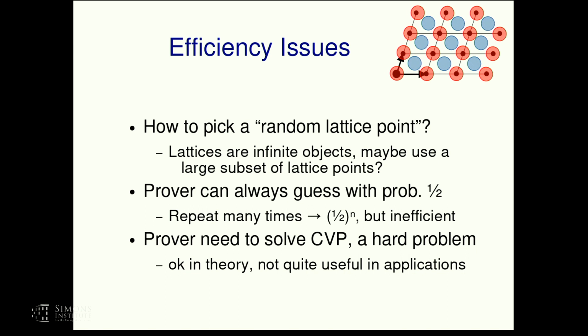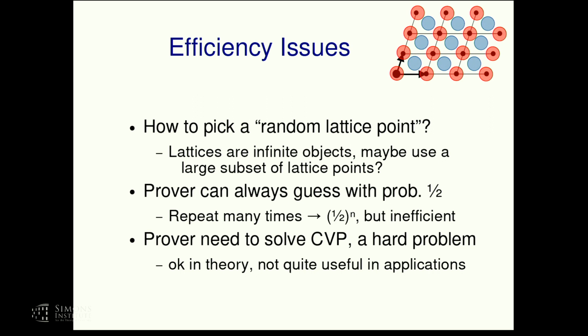Another efficiency issue is that each time you repeat this protocol, the verifier is only getting one bit of confidence that the point is far from the lattice, so it needs to be repeated many times. So is there a way to design better proof systems where you execute it only once and the verifier knows with high probability that your point is either close or far from the lattice?